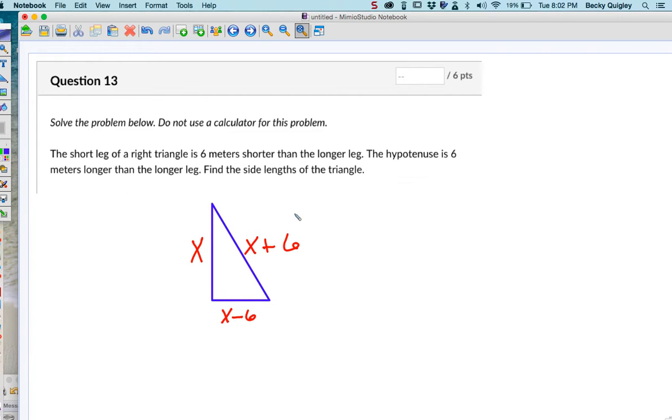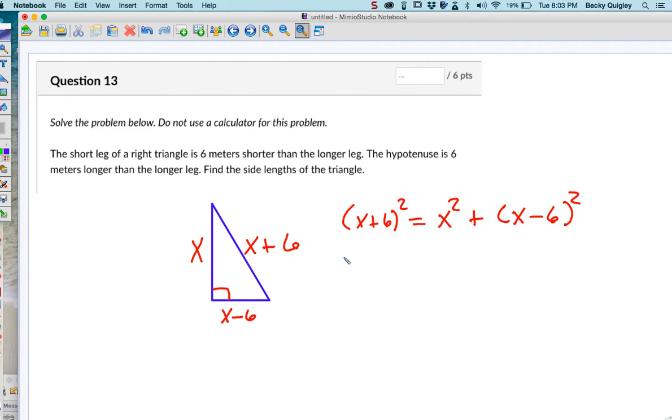So now it wants us to find the side lengths of the triangle. So that means we need to solve this using the Pythagorean theorem and a little bit of algebra. So remember your hypotenuse squared, so x plus 6 squared is equal to x squared plus x minus 6 squared. So you want to solve this equation for x. And so I'm going to go ahead and do this one for you, but to regain a few points from this, I can give you one similar to this for you to try.